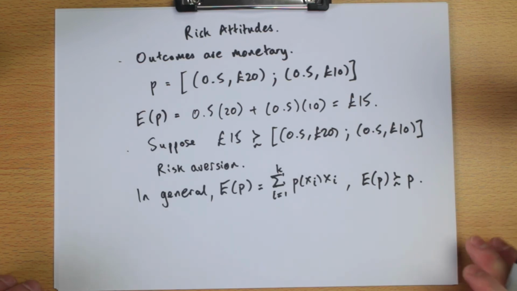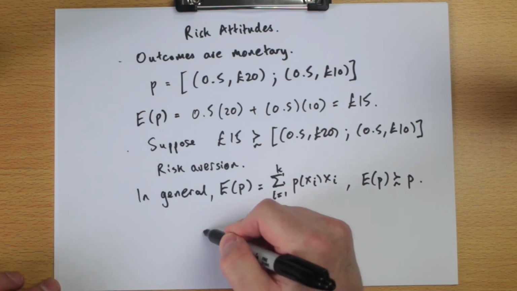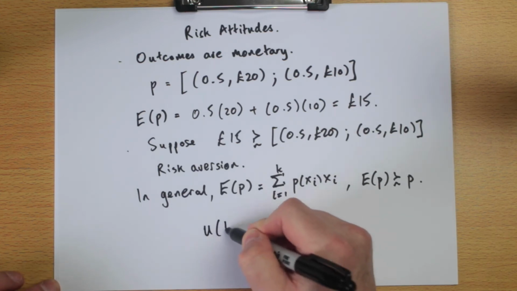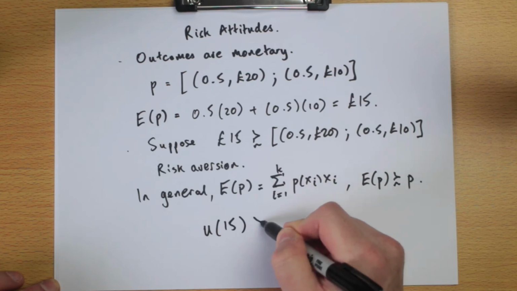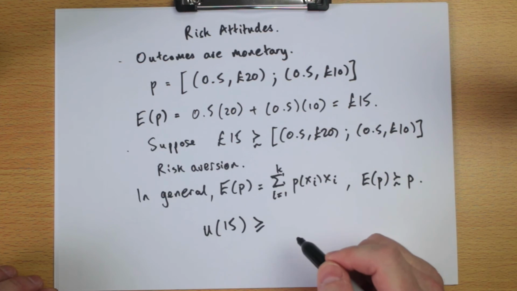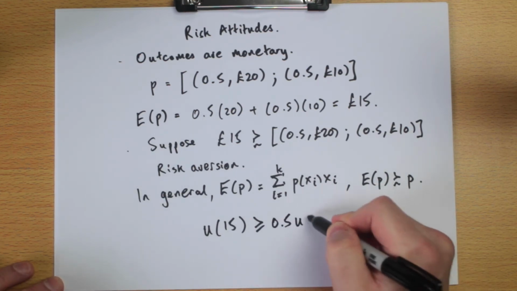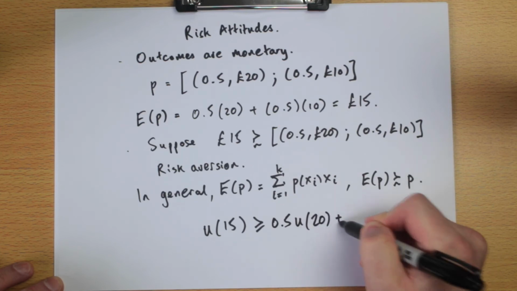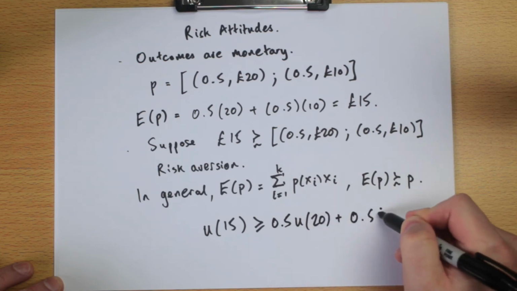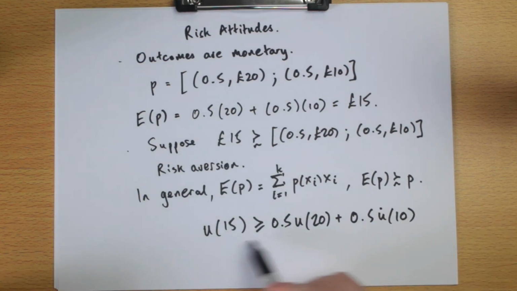So what does it mean for the expected utility model? Well, if I substitute the expected utility model here, I get that the utility of 15 is greater than or equal to, greater than for strict risk aversion, equal to, we would call that risk neutrality, 0.5 times the utility of 20 plus 0.5 the utility of 10. Okay, so what this inequality expresses mathematically is that the utility is a concave function.